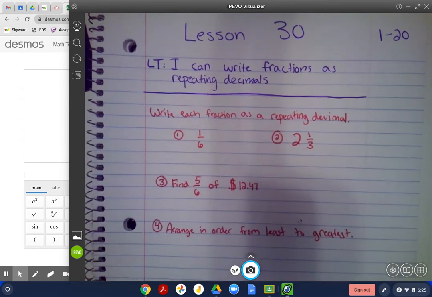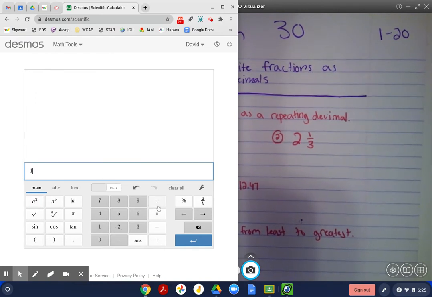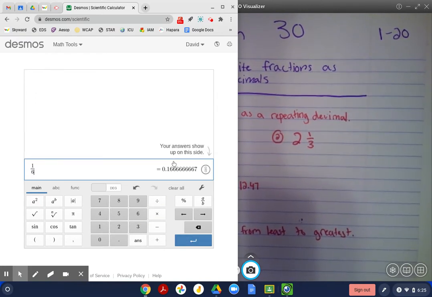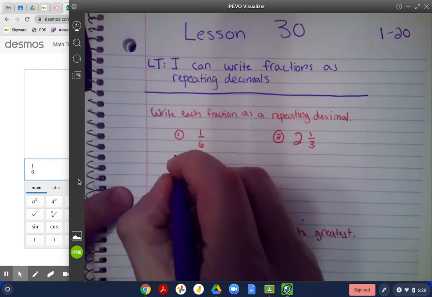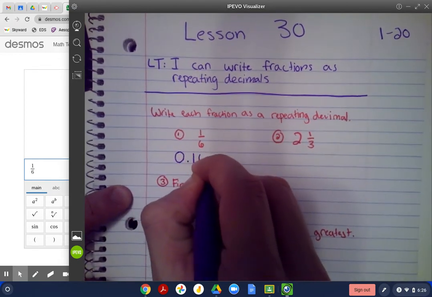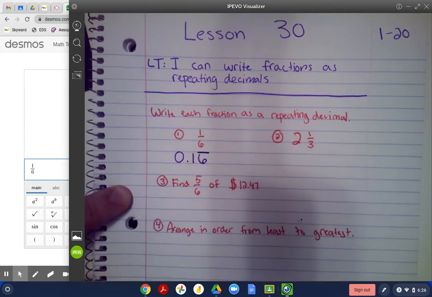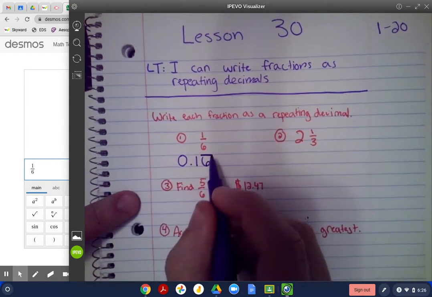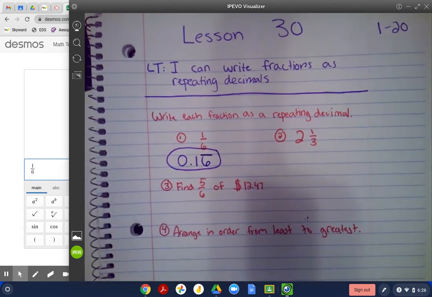Write each fraction as a repeating decimal. So we're going to take that 1/6, and we're going to go ahead and write that as a repeating decimal. 1 divided by 6 equals 0.1666667. So what that tells us is the 6 is repeating, and eventually it rounds up to this 7. But how we're going to write that as a repeating decimal is we're going to have 0.16, and since 6 is the number that's repeating, you're going to put a bar above it. It's called a repetend. That word is not important. And that is how we write it as a repeating decimal.